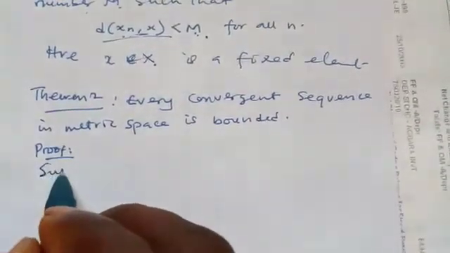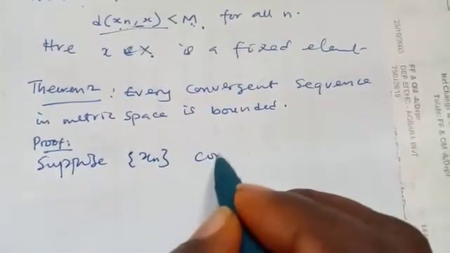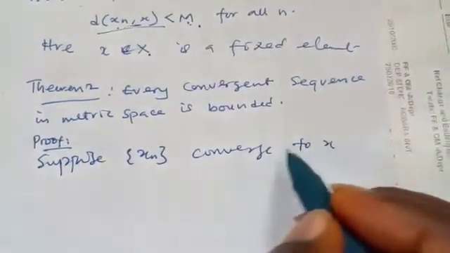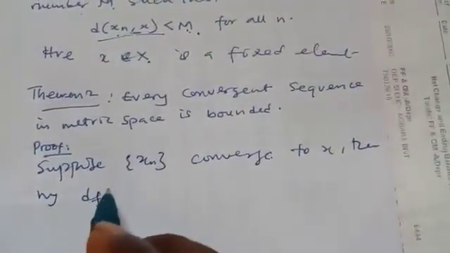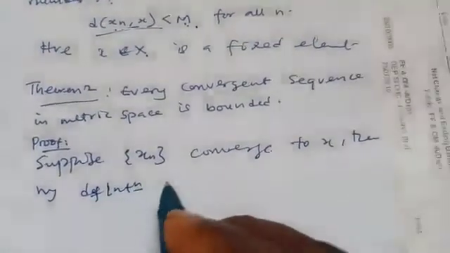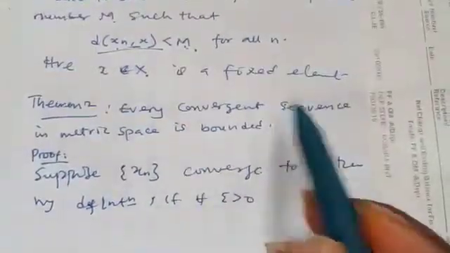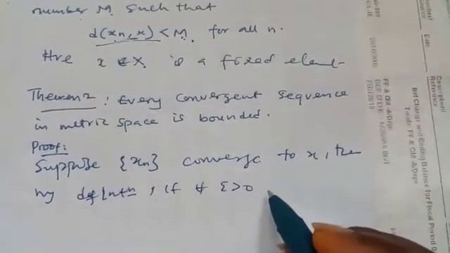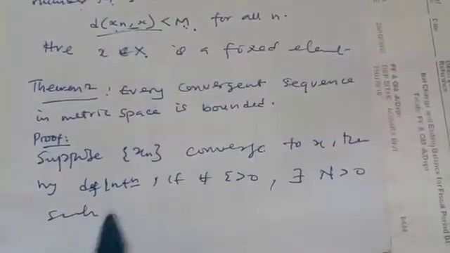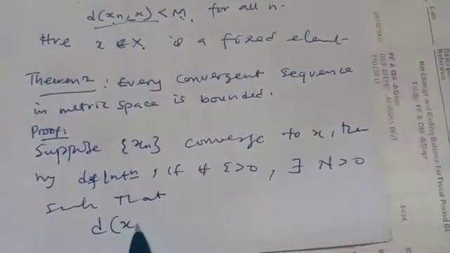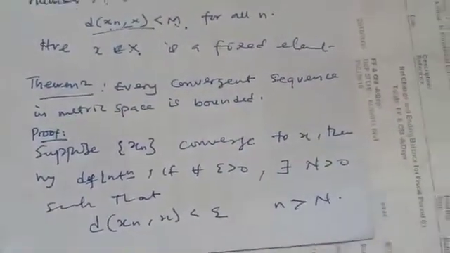Definitely, we need to have a convergent sequence. So let's suppose that this sequence converges to x. Then by definition, that is the definition of convergence of a sequence, for every epsilon greater than 0 there is a positive number N such that the metric of this is less than epsilon for all n greater than N.